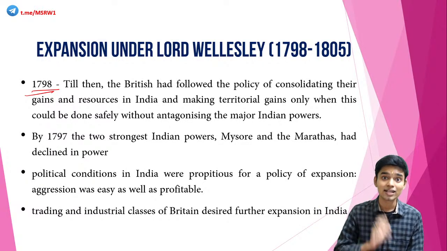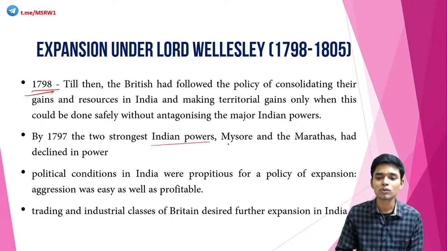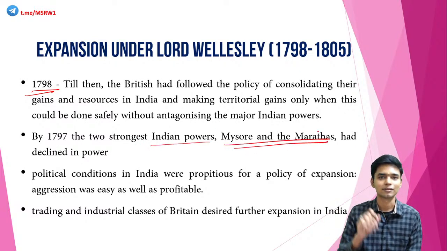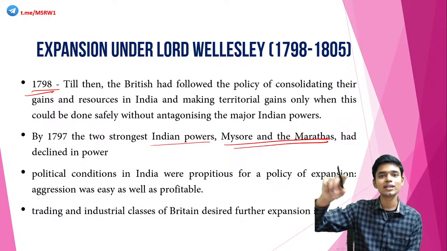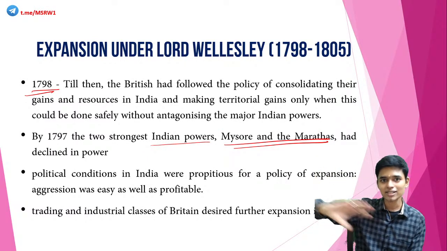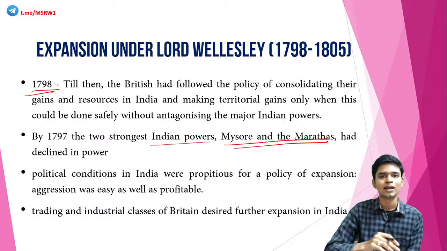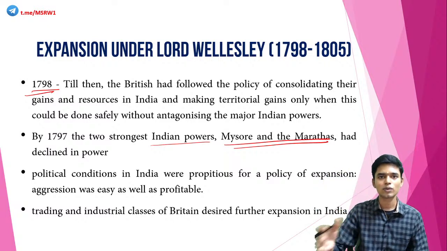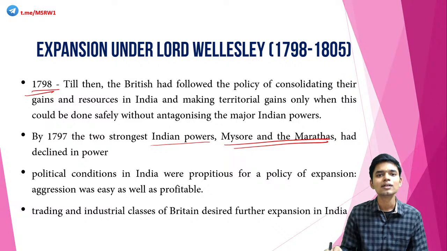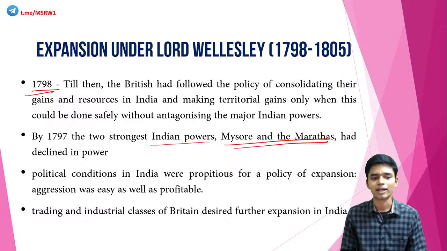By 1797, the previous year, the two strongest Indian powers, Mysore and Marathas, had declined. By suing for 20 years of peace with the Marathas, the British started to enhance their power, and the Marathas, because of their infighting, declined. And Mysore was isolated from other Indian powers. After the Third Anglo-Mysore War, Mysore also declined.